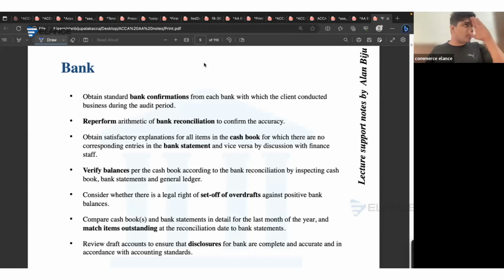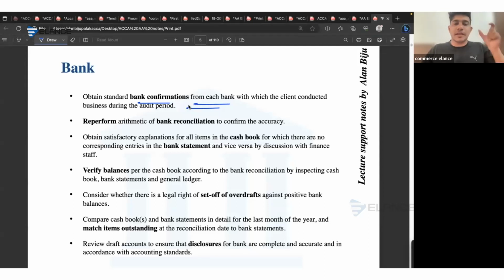In that case, you need to properly go through the scenario. You have to understand what is mentioned in it, and corresponding to the scenario, you have to give the substantive procedures. For example, if the examiner states that the client has bank accounts in multiple banks, you can obtain bank confirmation from all banks with which the client has done business during the year in order to confirm the year-end bank balance.